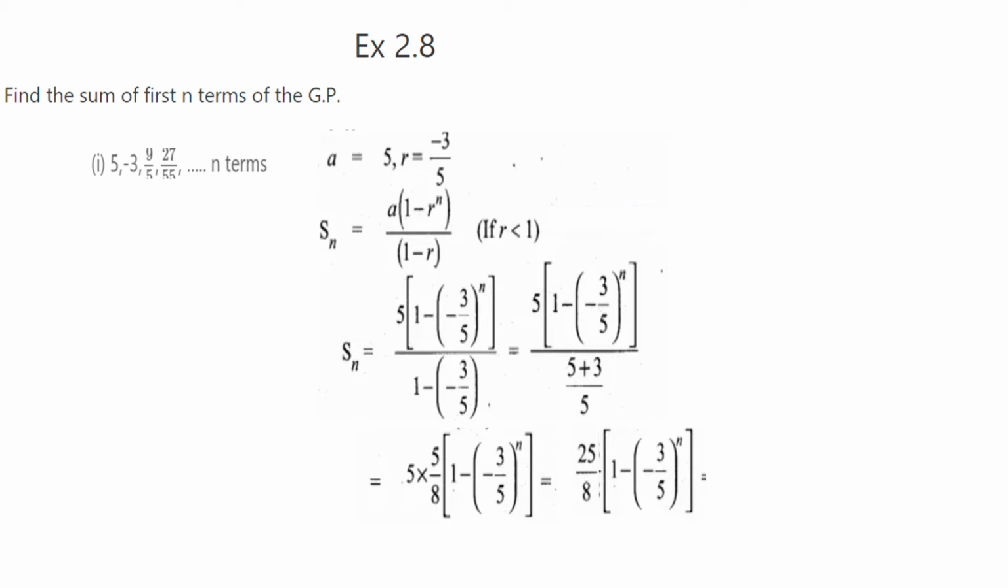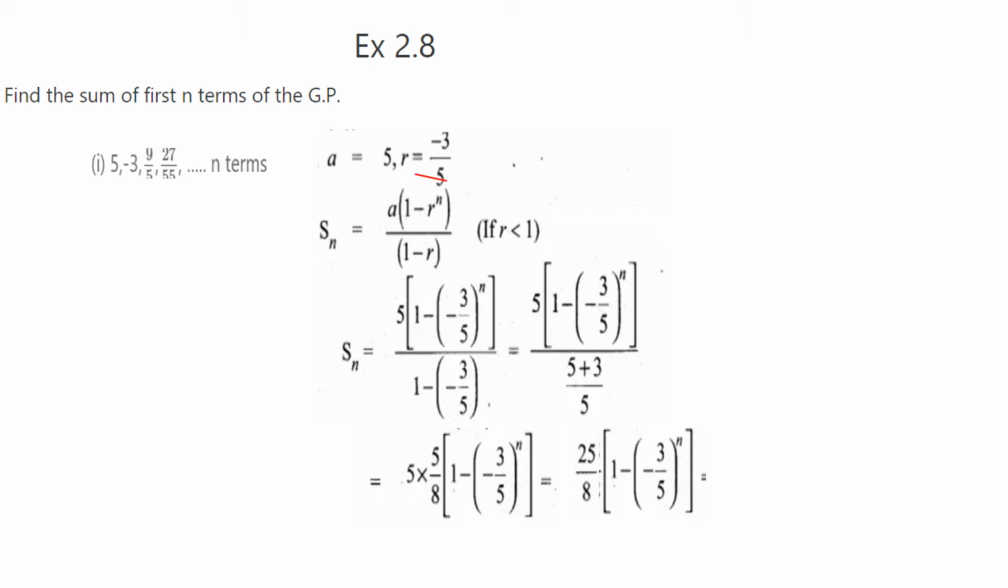Good morning students. Today we are going to see exercise 2.8 sums. Find the sum of first n terms of the GP. So, first, what is the first term? A. A equal to 5. How will you find R in GP? T2 by T1. That is, second term is minus 3. So, we can write it as minus 3 by 5 equal to R.